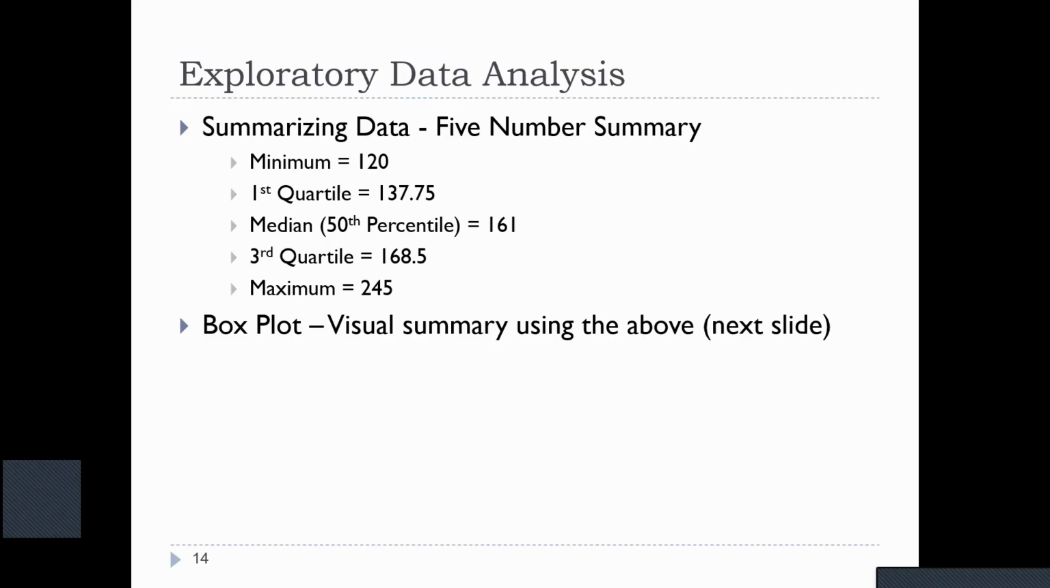Sometimes you will hear people talk about a 5-number summary. That is the minimum, or the 0th quartile, the first quartile, the median, the third quartile, the 75th percent, and the maximum. So that's a 5-number summary. And then remember we looked at box plots quickly before. Those are the visual summary using this data.